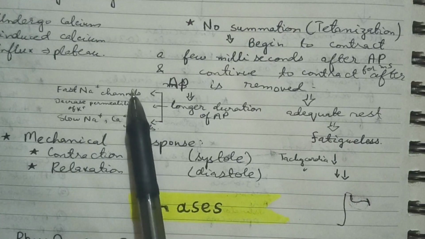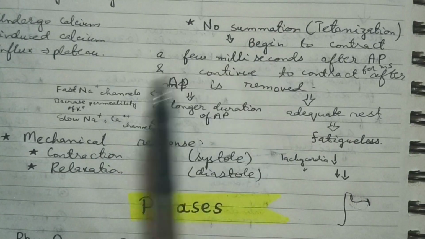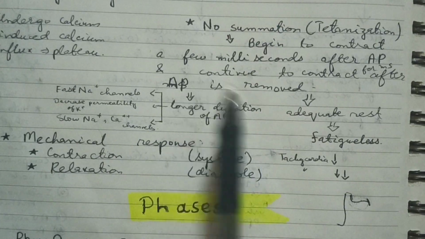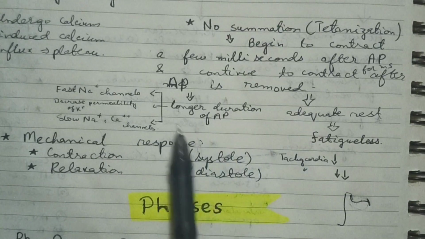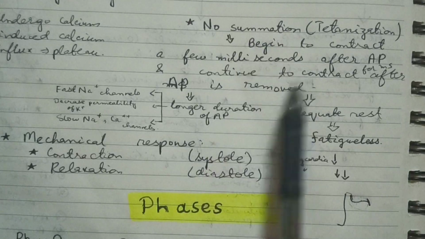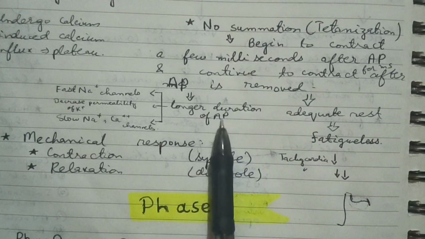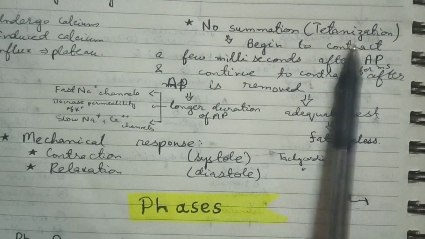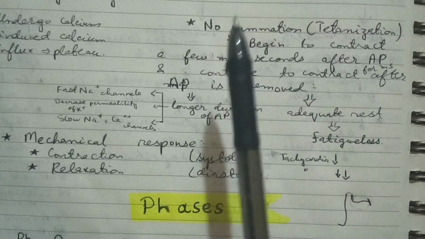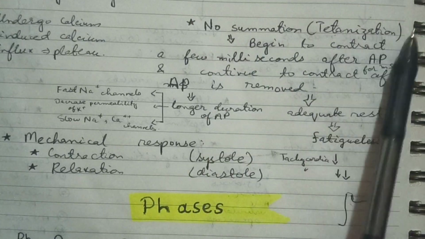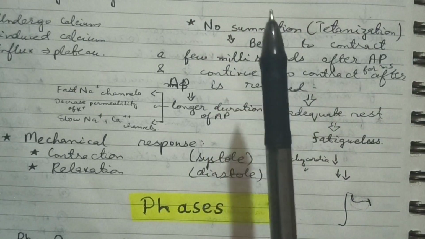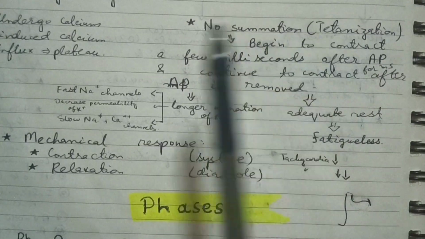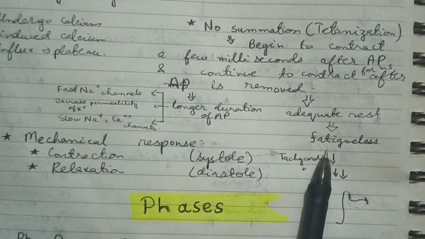So the main two points contributing to the plateau are responsible for the longer duration of action potential, because actually the plateau phase is responsible for the longer duration of action potential. And due to these reasons, in the longer duration of action potential, there won't be tetanization as in skeletal muscle cells. And tetanization was what? Frequency summation. This means that cardiac muscle fibers cannot summate impulses. There will be no summation and no tetanization. So they are fatigueless and they cannot tetanize.